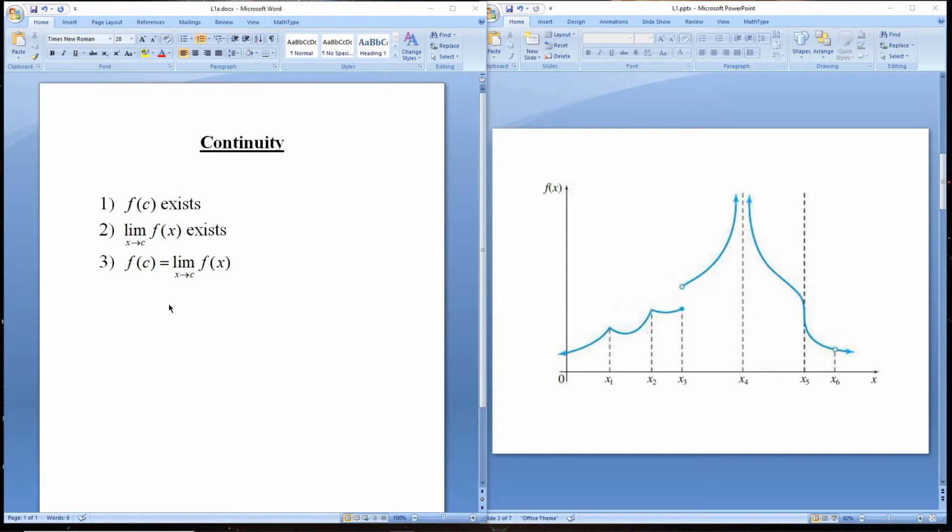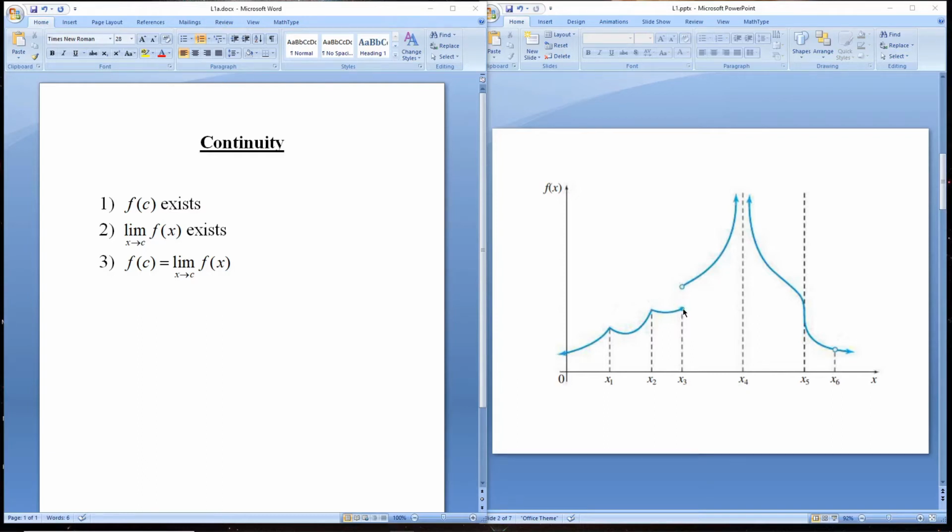And then finally 3 says, at the point of interest, the function and the limit must be equal. And if those 3 things are satisfied, then we would say the function is continuous. If one of those things is not satisfied, just one of them, then we would say it's discontinuous. So just looking at our graph to the right here again, if we look at x sub 3, why is this discontinuous? Well, our first statement, the function does exist.